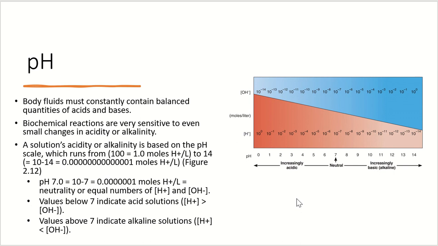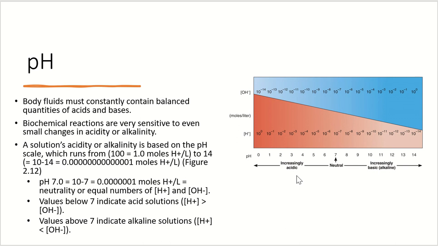Body fluids are mostly going to contain balanced quantities of acids and bases. This is important. You don't want to be in a super acidic environment. You'd eat yourself from the inside out. But biochemical reactions are going to be very sensitive to even small changes in the acidity or alkalinity, the basicness, of the pH of the body. So a solution's acidity or alkalinity is based on a pH scale.